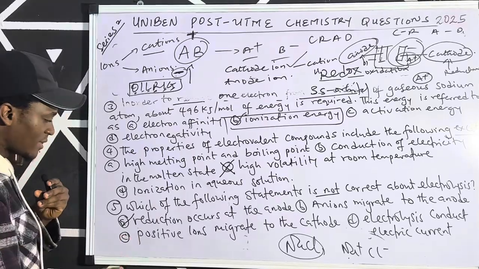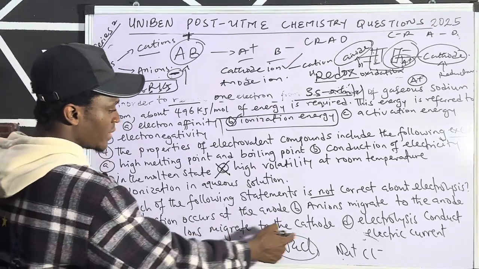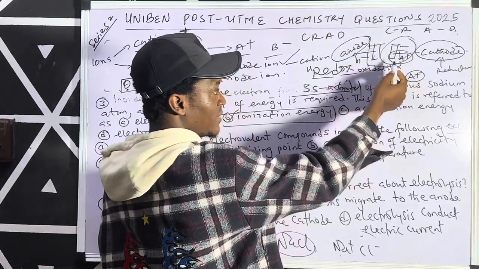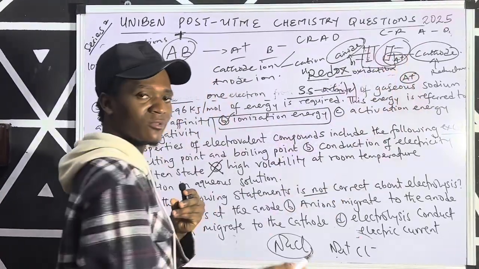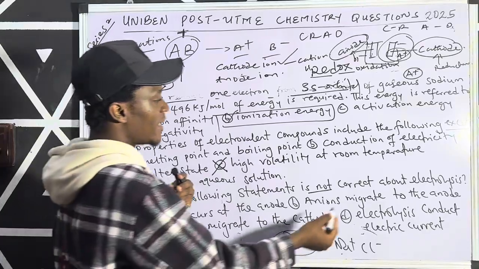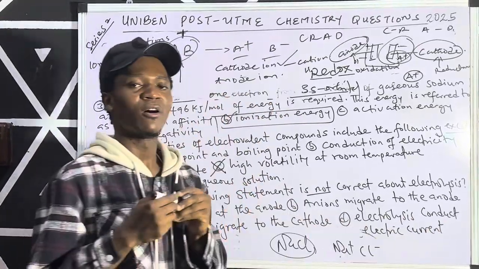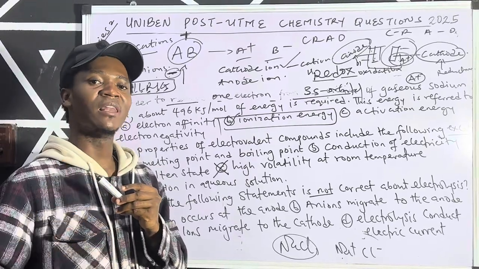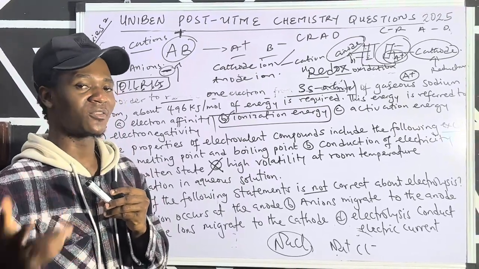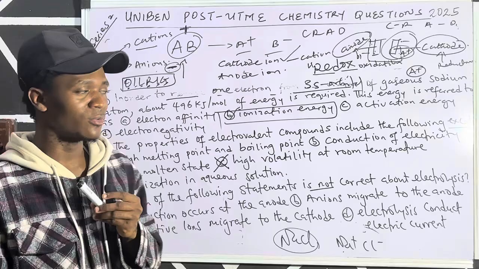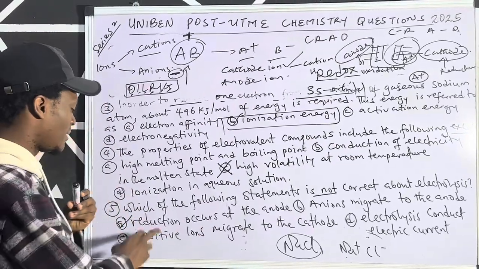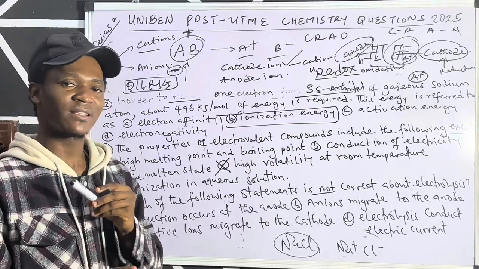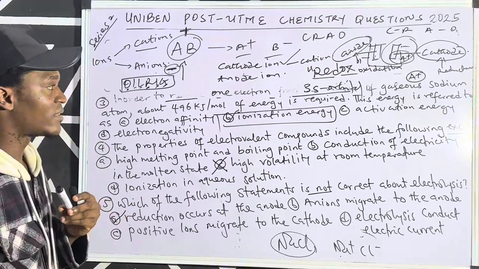Then let's see option C. Positive ions migrate to the cathode. That's true, because the cathode is negative. Remember, I have already explained this. So positive ions must come to the cathode, which is correct. Then D. Electrolysis conducts electric current. Of course, the background of electrolysis has to do with using electric current, the passage of electricity, which is also true. So the only one that is wrong is option A, reduction occurs at the anode. That is not correct. So let's see the next question.